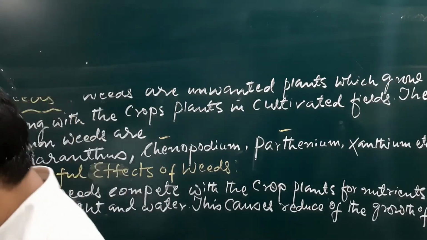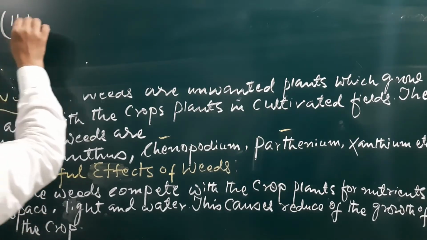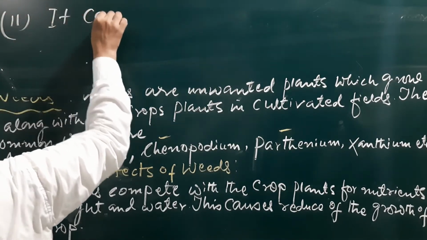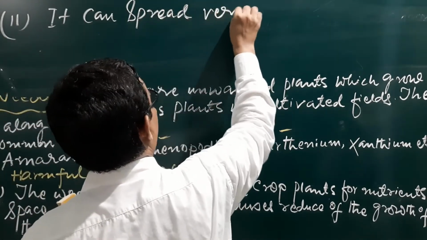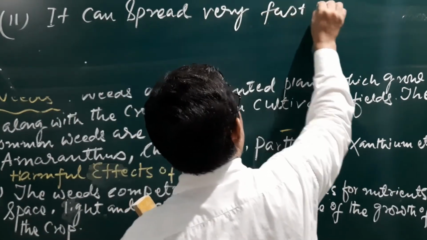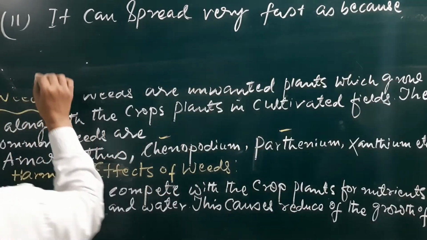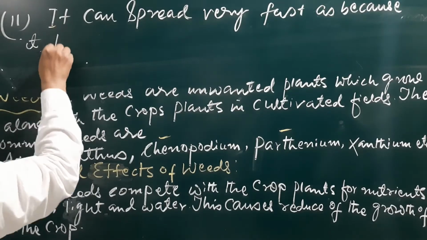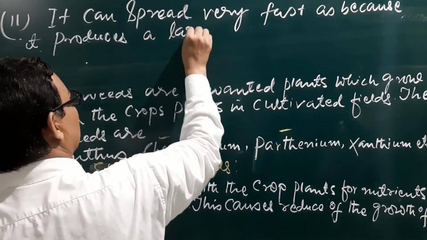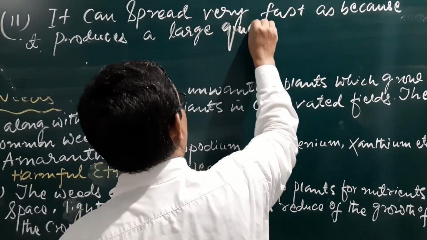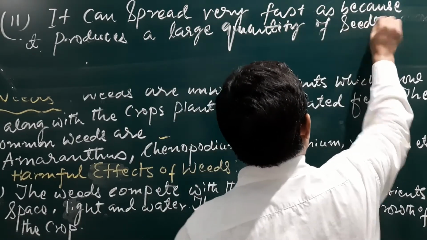It can spread harmful effects, number 1, and number 2, it can spread very fast, because it produces a large quantity of seeds. So this is the second bad impact.